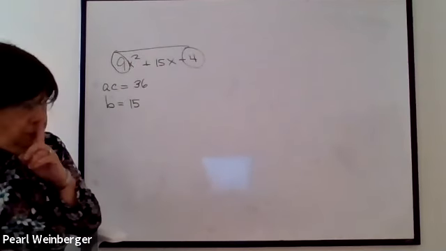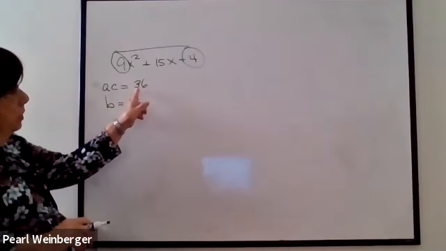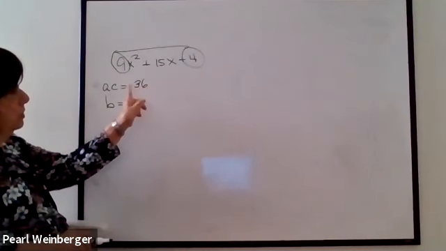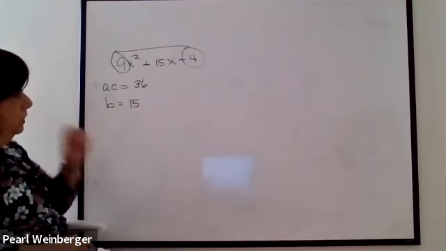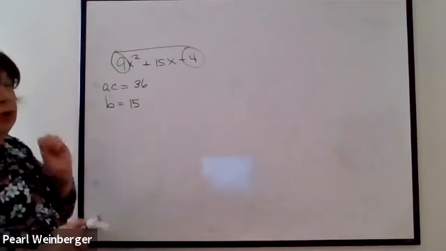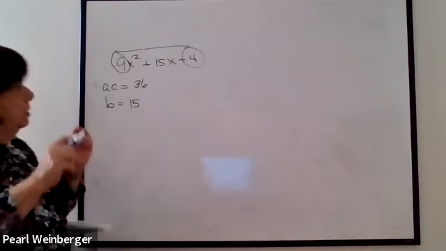So let's think about it. We're looking for two numbers that multiply to 36, and when we combine them, we get 15. I always like to think about the signs first.